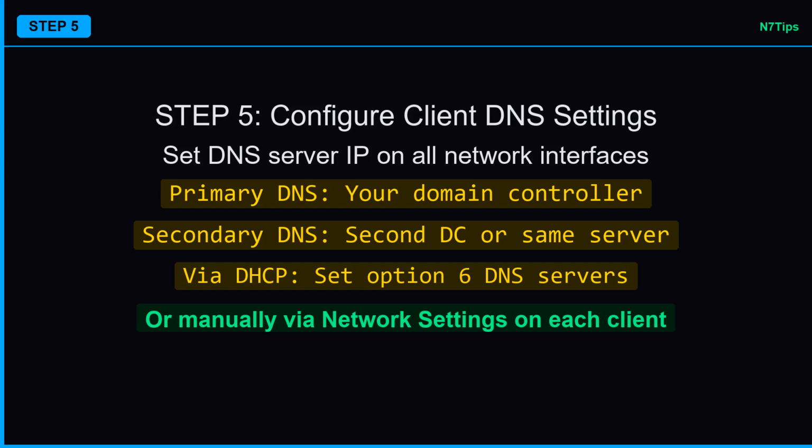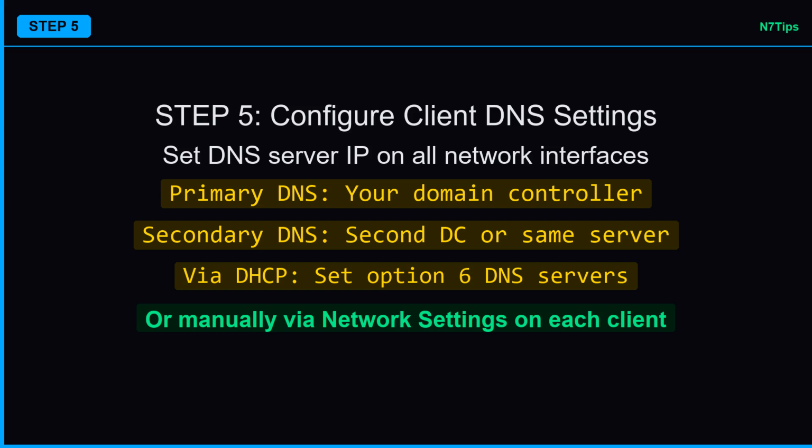The preferred method is through DHCP. If you have DHCP on your network, configure DHCP Scope Option 6 to specify your DNS servers. This automatically pushes the correct DNS server to all clients that get their IP configuration from DHCP. The alternative is manual configuration on each client machine through network settings.